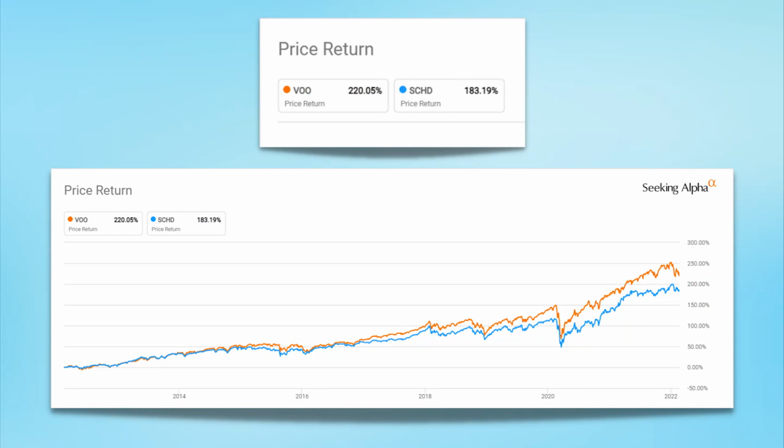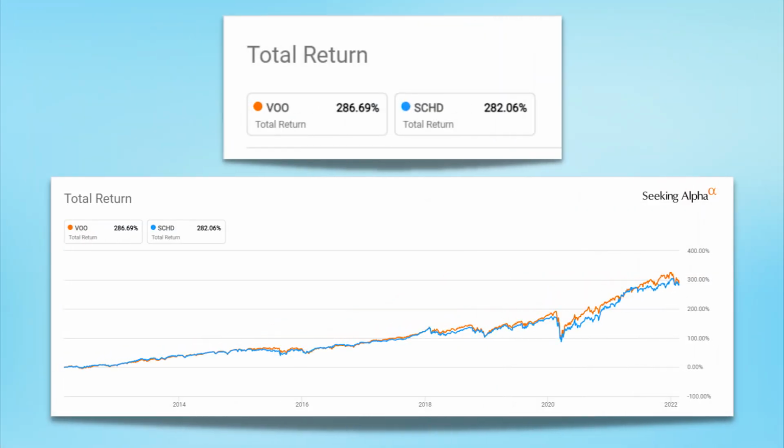So over the last 10 years, SCHD has grown around 183% and VOO over 220%. If you had invested $10,000 in SCHD 10 years ago, it would be worth around $30,031, and the same investment in VOO would be worth around $36,004, not counting dividends. And if we look at total returns, which includes both capital appreciation and dividends earned, VOO still beats out SCHD, although by a very small margin, 286 to 282% over the last 10 years.